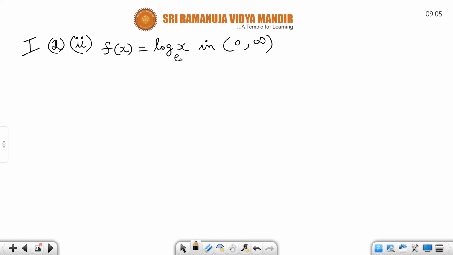That is understood. So we have to prove that this function has no absolute maximum or absolute minimum in its domain 0 to infinity. The domain for this function is the open interval 0 to infinity. Say what is f dash x? For log x, what is the derivative? Somebody please respond. 1 by x.